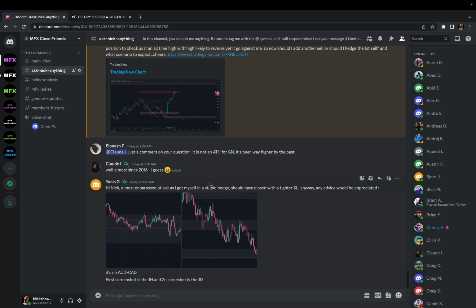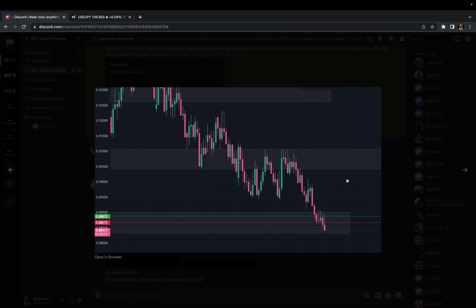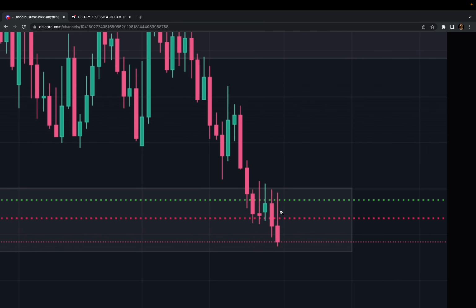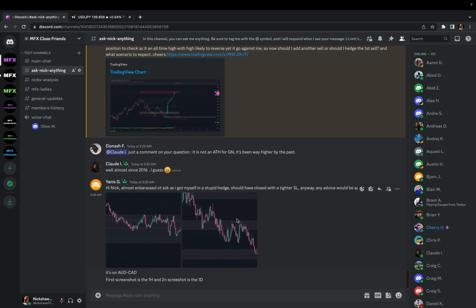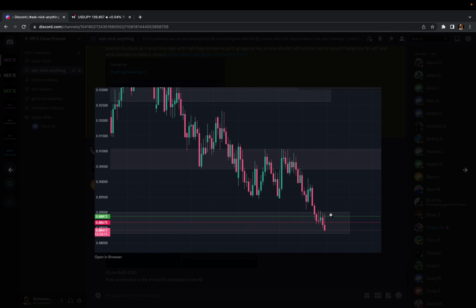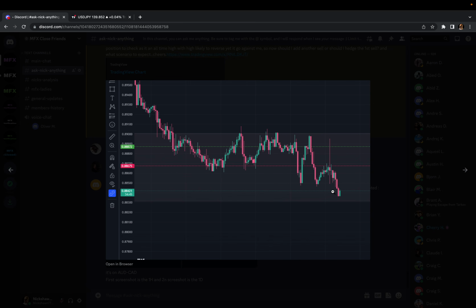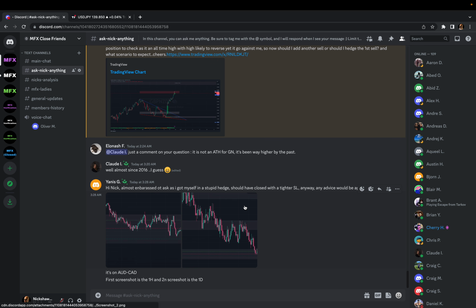So you got yourself into a stupid hedge. You should have closed with a tighter stop loss. Anyway, I don't really know. Like, this is still at a support zone, it looks like. I don't think it's gonna keep going up. Actually, it looks like it's gonna keep going down. You said the second screenshot is the daily. This looks like it's failed to bounce for like a week. I think this is gonna keep going down. Also, the lower time frame, 1 hour, is still making lower highs. So that would make sense for it to keep going down.